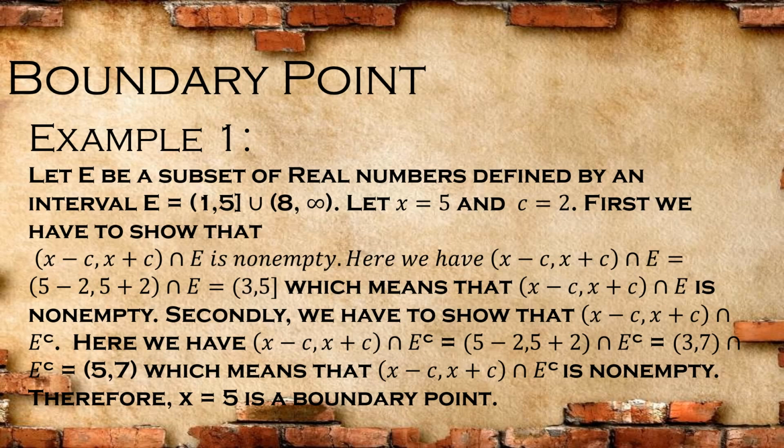Secondly, we have to show that the open interval x minus c and x plus c intersection with the complement of E is non-empty. Here we have the open interval x minus c and x plus c intersection with the complement of E is equal to the open interval 5 minus 2 and 5 plus 2 intersection with the complement of E, which is equal to the open interval 3, 7 intersection with the complement of E, which will give us the open interval 5, 7, which means that the open interval x minus c and x plus c intersection with the complement of E is also non-empty.